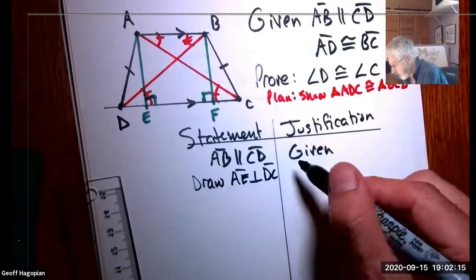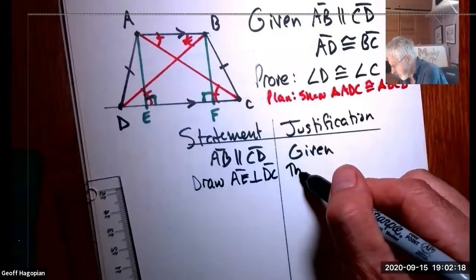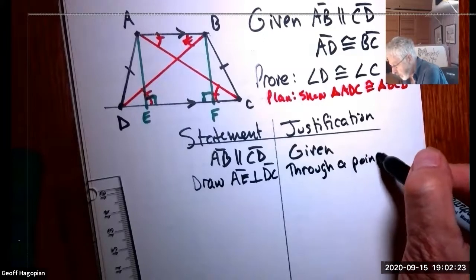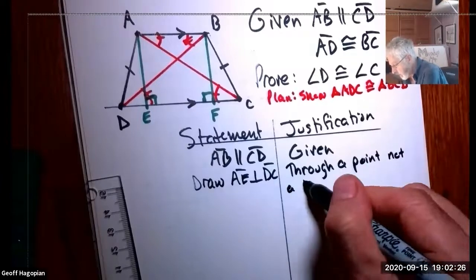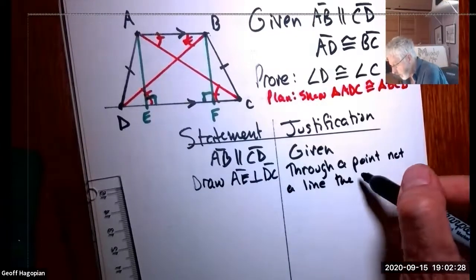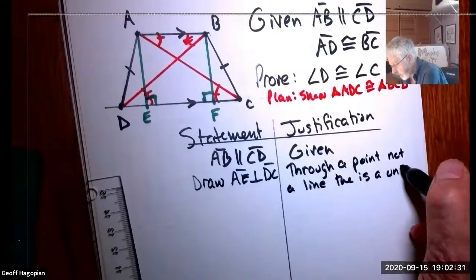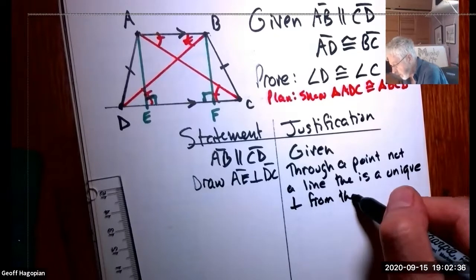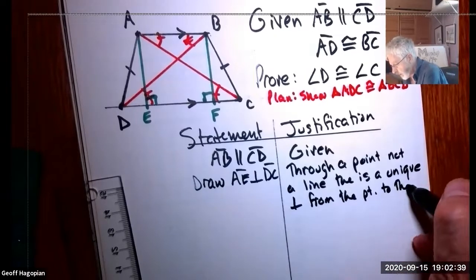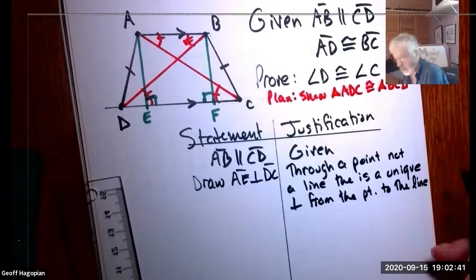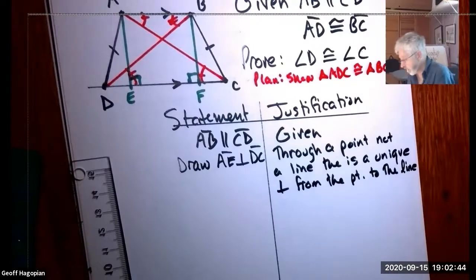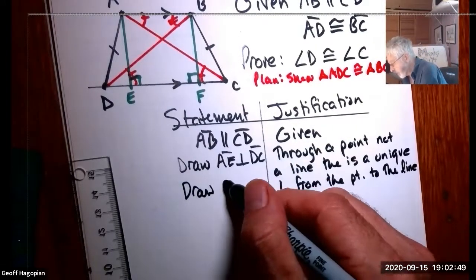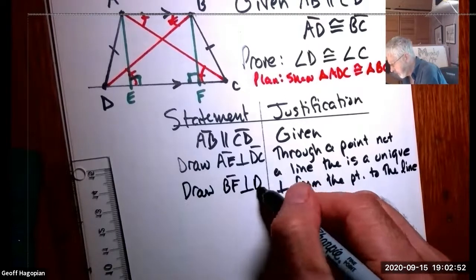And through a point not on a line, there is a unique perpendicular from the point to the line. Is that okay? And the same justification says I can draw BF perpendicular to DC.